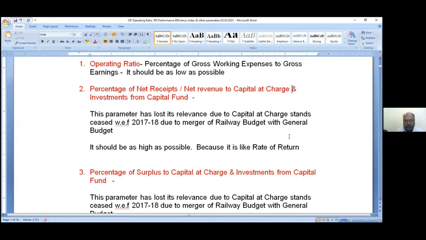Suppose if it is there, it should be as high as possible, because it is equivalent to the rate of return in a commercial organization. In a commercial organization, we used to call it rate of return, ROCE, return on capital employed. That means suppose 100 rupees we have invested, and we got a profit of 7 rupees. So ROCE is called 7%. Return is 7 rupees, capital employed is 100 rupees, so it is 7%. So now it is not required after 2017-18.